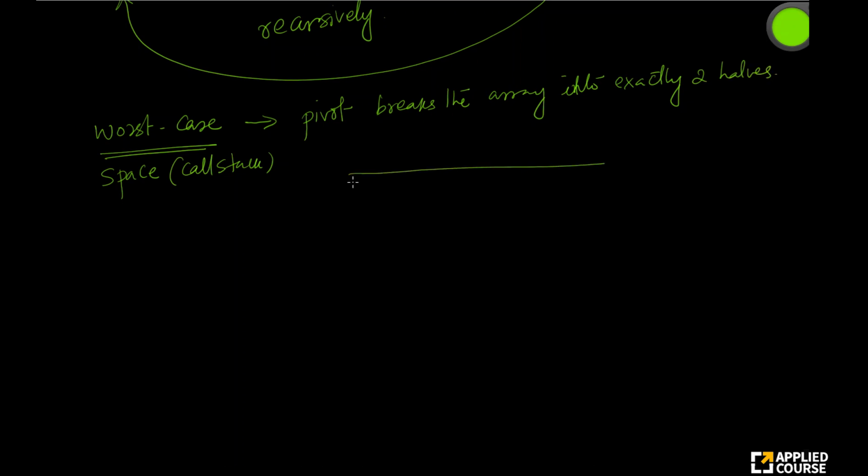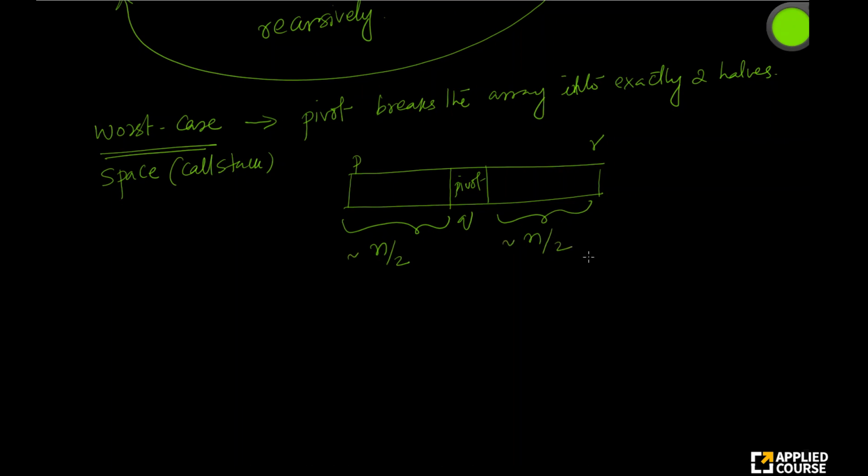Okay, so what happens then? This is my original array. This is my index P, this is my index Q, this is my pivot element, and this is my R. If this is n by 2 and this is also n by 2, approximately n by 2, if both of them are roughly the same size, imagine if this array is of size 11, there are 5 elements here and there are 5 elements here. In such a case, there is no smaller. Both of them are of equal size. Then what happens now?